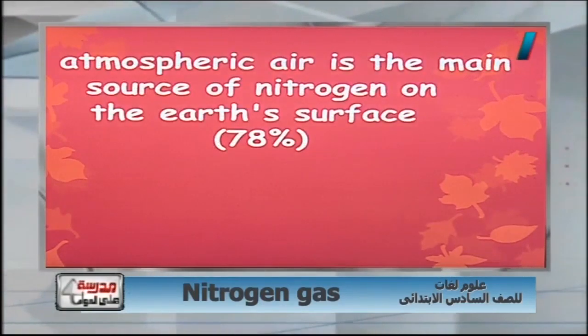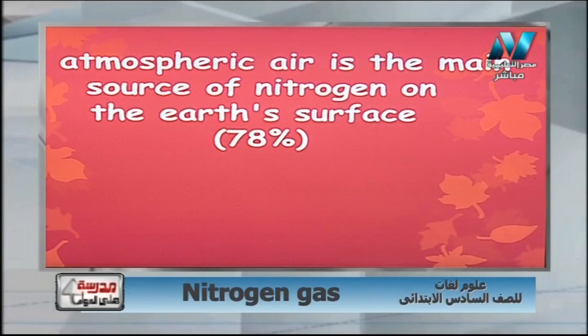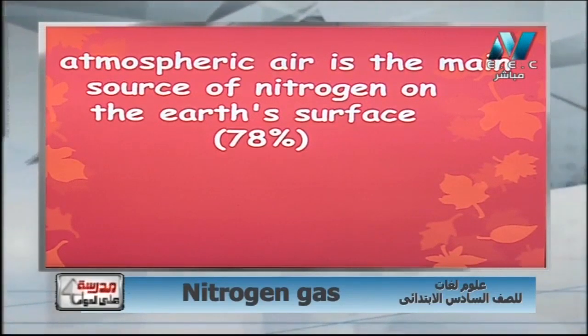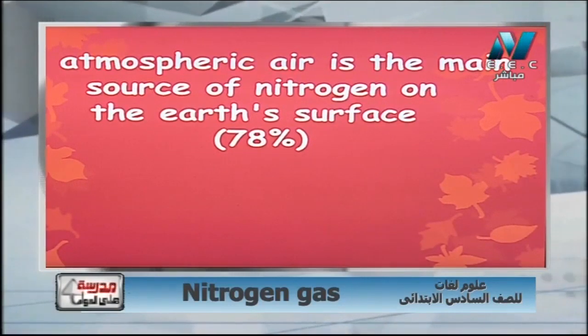So now atmospheric air again is the main source of nitrogen gas on earth with a percentage of 78%. عارفين كويس قوي ان نسبة النيتروجين في الهواء هي 78%.